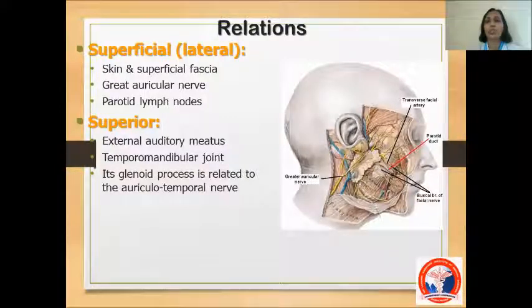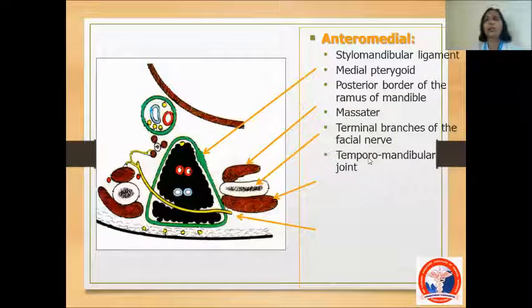The superior relations of the gland, that is on the upper part of the gland, towards the base of the gland, are the external auditory meatus and the temporomandibular joint. There is the glenoid process of the gland, which extends upwards from its superior surface, also called the base of the gland. The next surface is the anteromedial surface, shown here with this arrow.